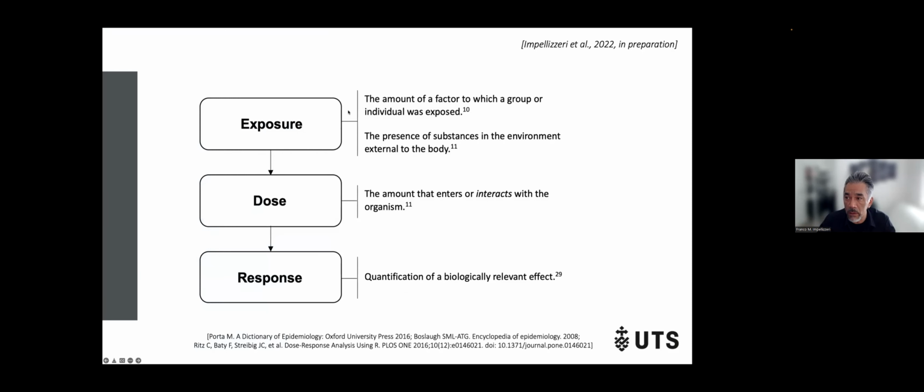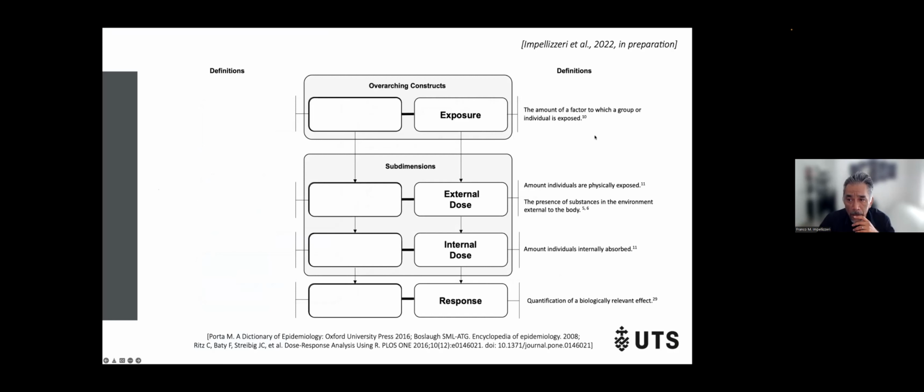A factor is also a behavior: exercise, physical activity, eating habits. These are sometimes behaviors that are used as exposure. Just to explain that in epidemiology, exposure can refer to an agent like a substance, but also to a behavior. So if you explore this area, you will find that in epidemiology there is also this classification of external and internal dose.